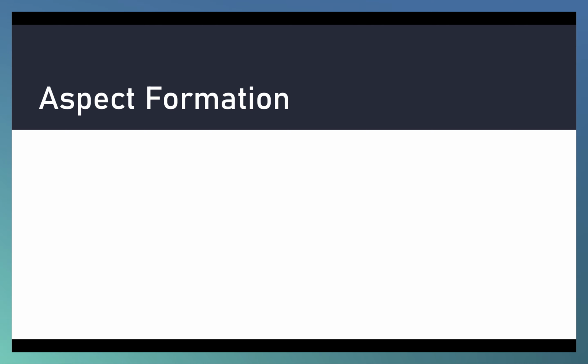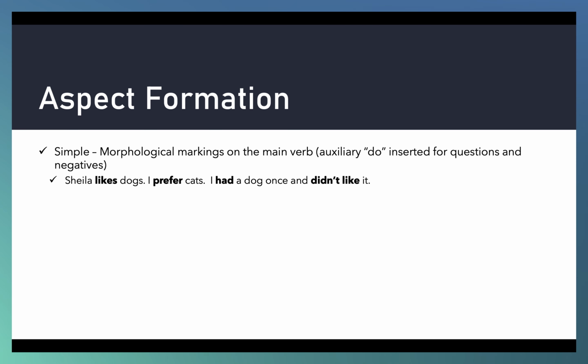Aspects in English are discontinuous. This means that all of them, except for the simple aspect, require a specific auxiliary and a suffix attached to the stem of the main verb. So let's look at the simple aspect first.